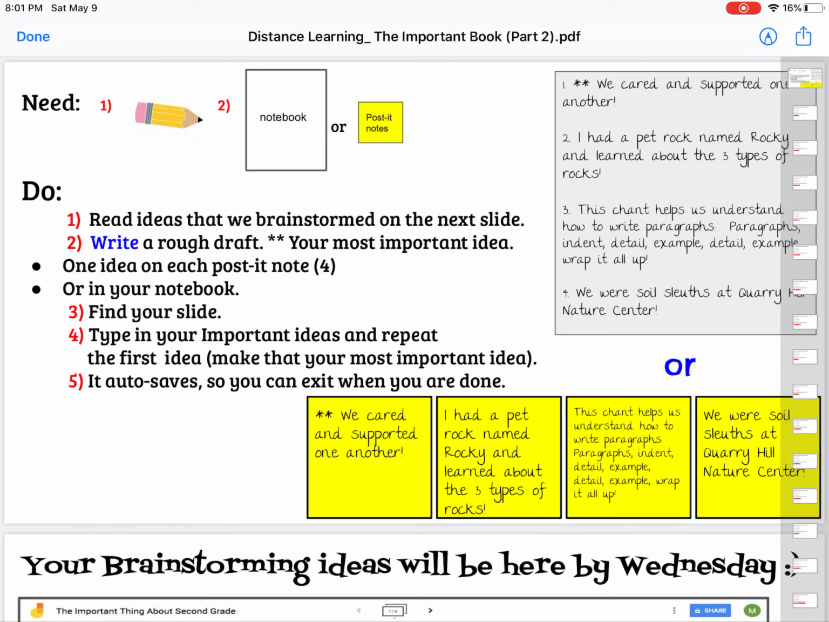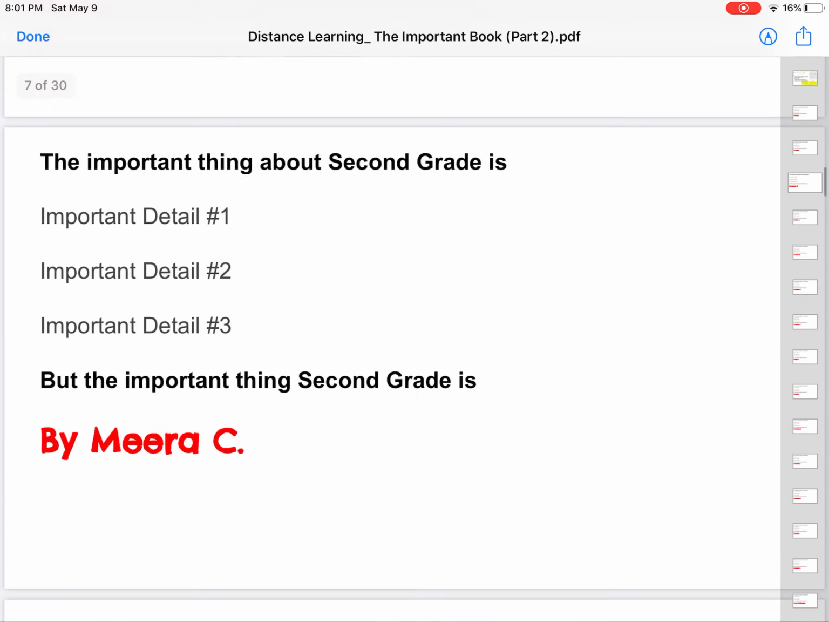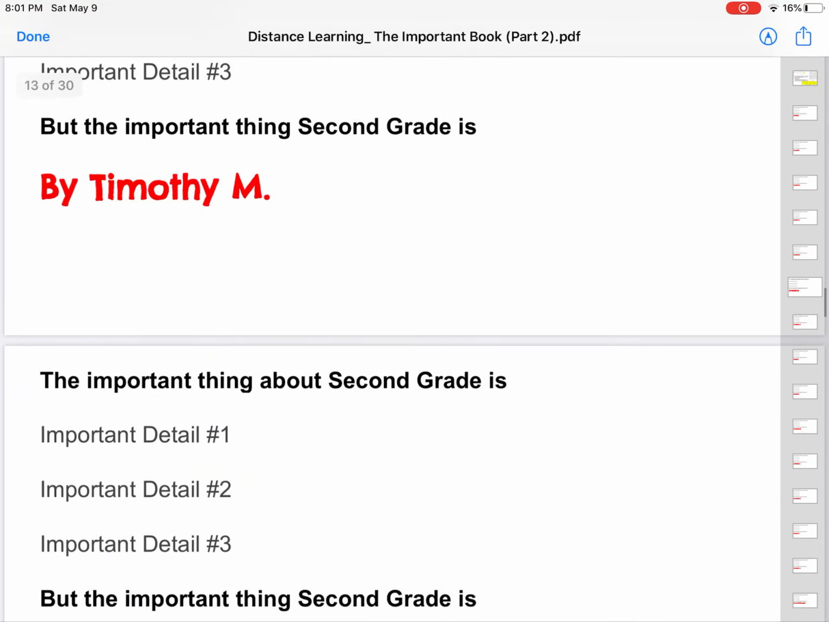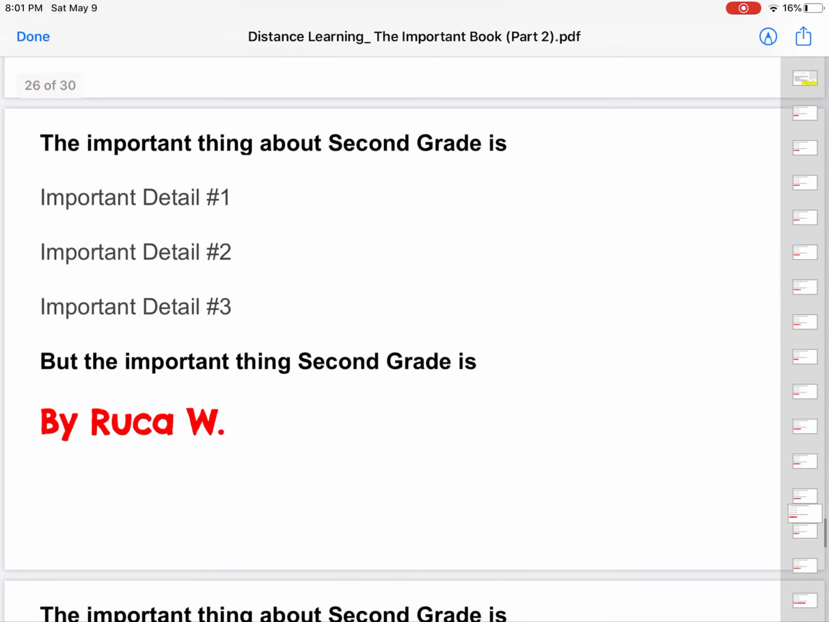Then you're going to find your slide. Once you've written on your post-it notes or your notebook, find your slide. Your slide is going to be below, and I'm going to show you in a minute. On that, you're going to type out your most important ideas and repeat the 1st idea for the very last line. This auto-saves, so when you're done, you can exit out. All right, so now we're going to look for my slide, but you're going to see all of our names, and each person gets 1 page.